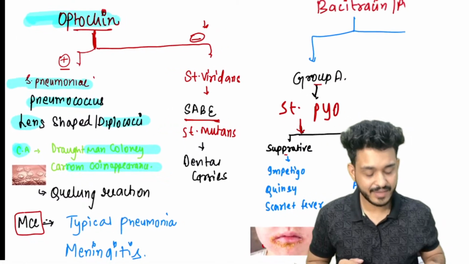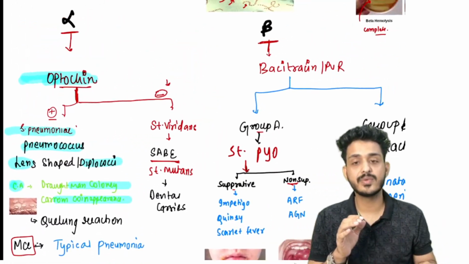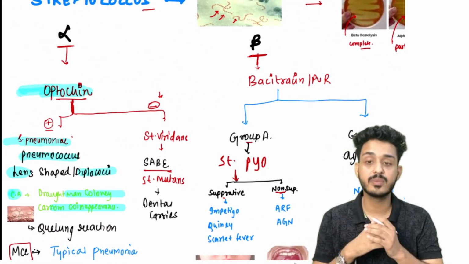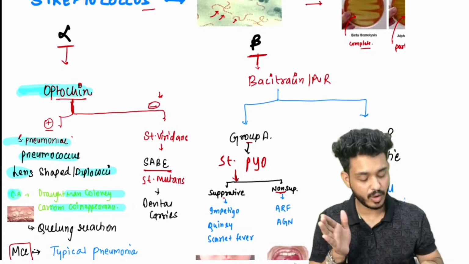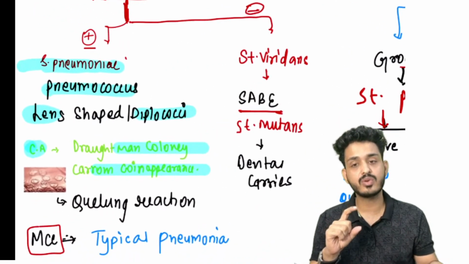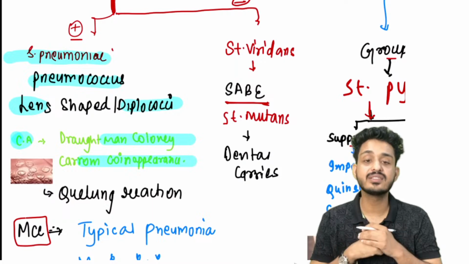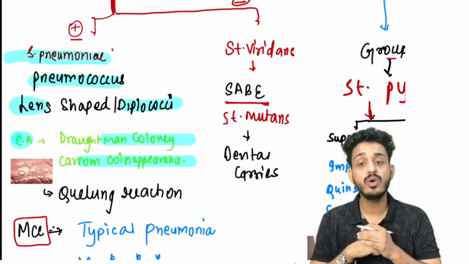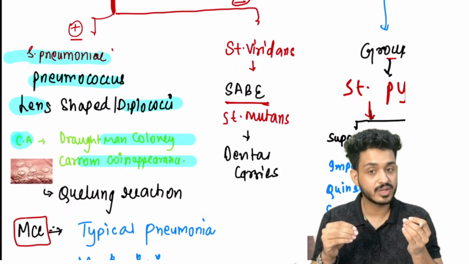Okay, so we are having optochin sensitive. First of all, we will be looking at alpha hemolysis. Alpha hemolysis that is optochin sensitive will be Streptococcus pneumoniae. If it dies with optochin, that is Streptococcus pneumoniae. Now, Streptococcus pneumoniae is also known as pneumococcus.